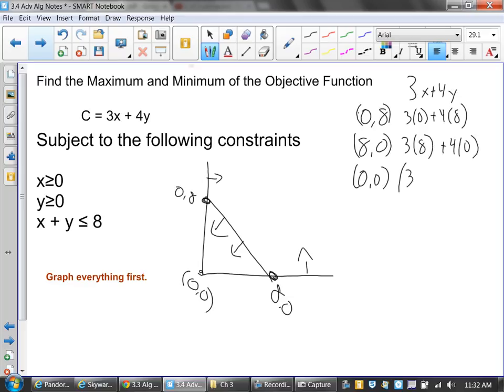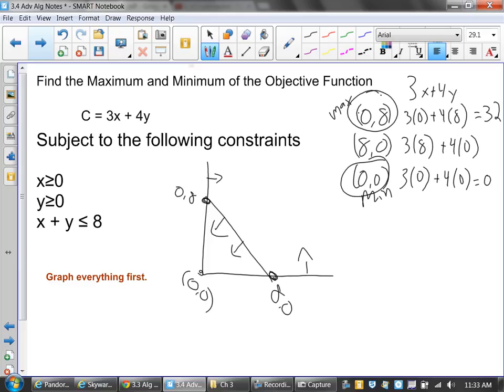And then lastly, which one of those did my maximum occur at? 0, 8. My maximum occurred at 0, 8 because that's 32. So here's my maximum. And then my minimum here is at 0.